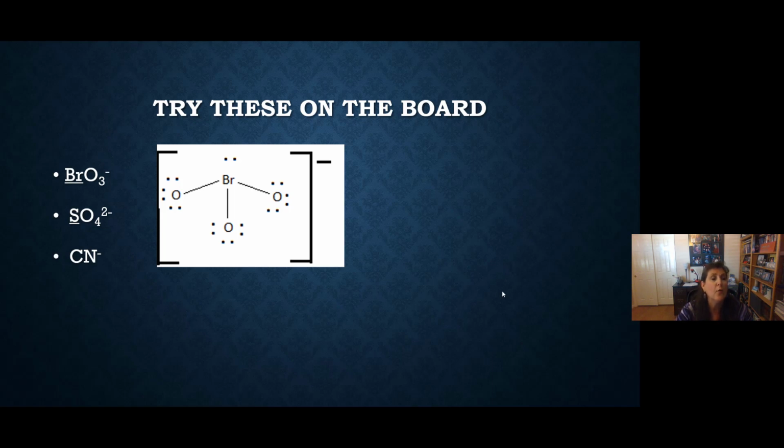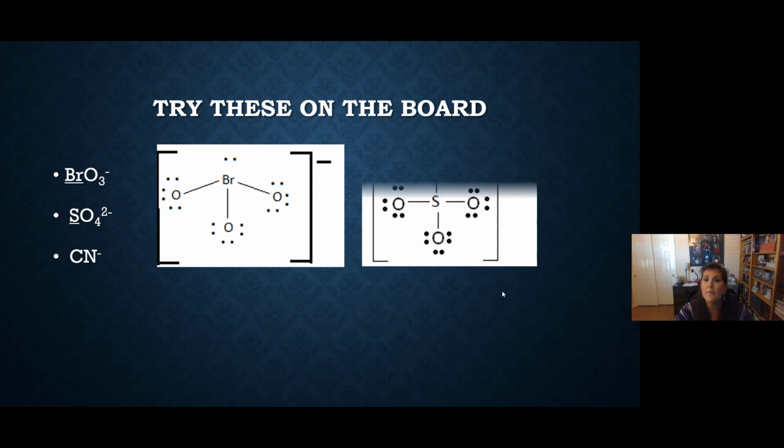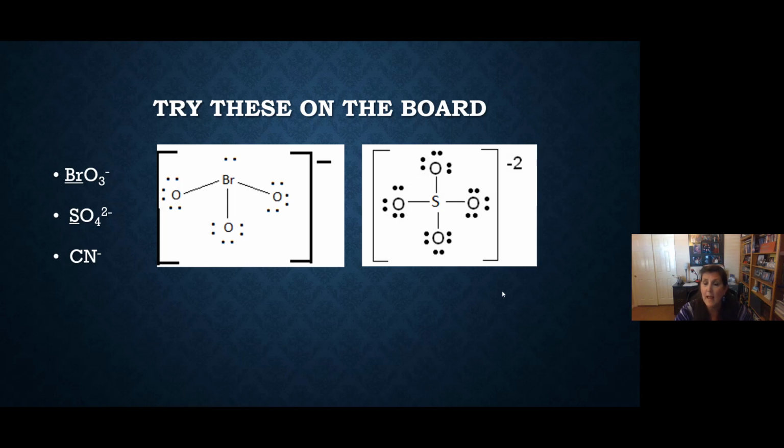Let's move on to SO4 2-. S is in the middle. We have 4 oxygens around the S. Single bonds worked for this one. And we put it in brackets with a -2 charge in the upper right corner. Everybody has 8. Everybody's happy.